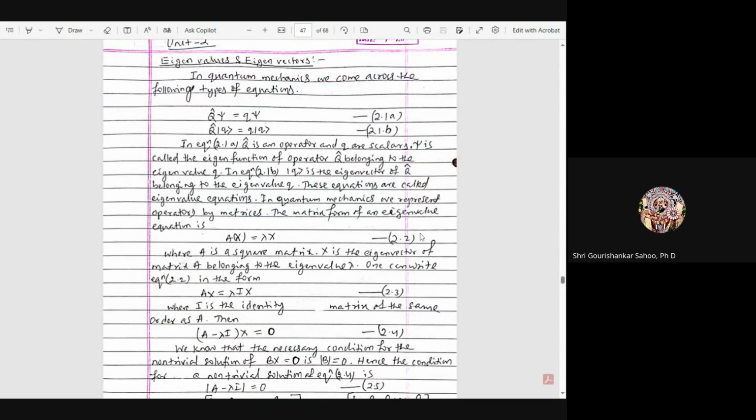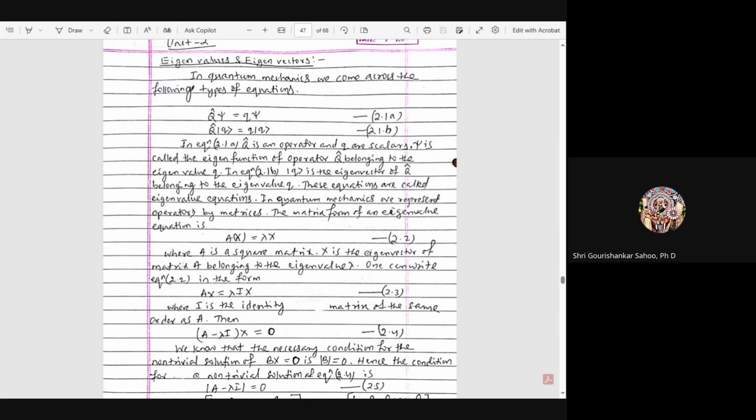Then eigenvalues and eigenvectors. In quantum mechanics, which I shall teach you from tomorrow, we come across the following type of equation: Q cap psi is equal to small q psi, so Q cap ket q is equal to q ket q. In the equation, Q cap is an operator and q are scalars. Psi is called the eigenfunction of the operator Q cap belonging to the eigenvalue q.